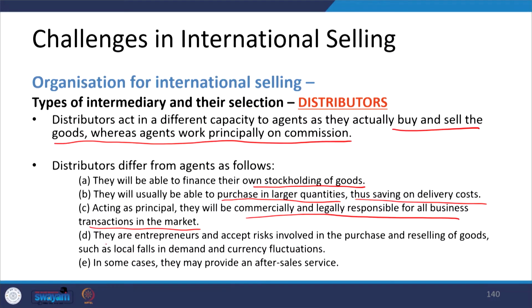Distributors are entrepreneurs and accept risk involved in the purchase and reselling of goods, such as local falls in demand and currency fluctuations. So there is a cushion that this kind of intermediary provides to your business. In some cases they may provide after sales services as well, which is not actually possible when it comes to appointing agents. So providing after sales service is something which you can expect from your distributors also.